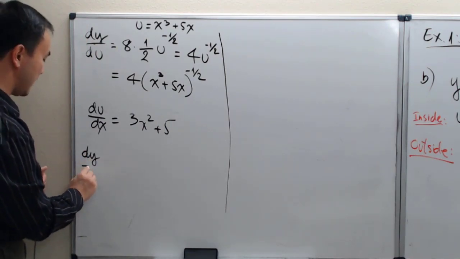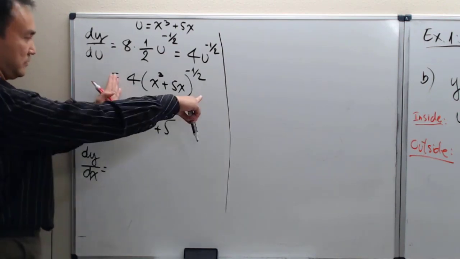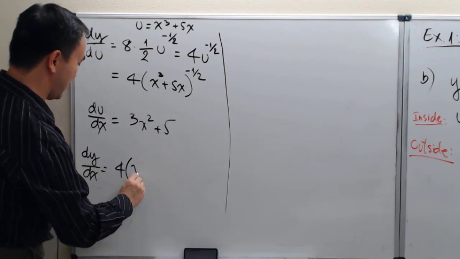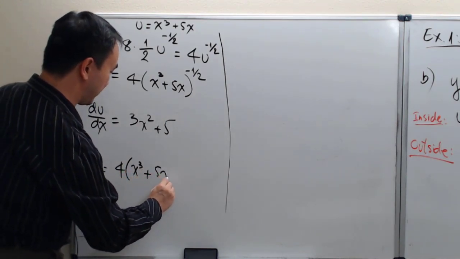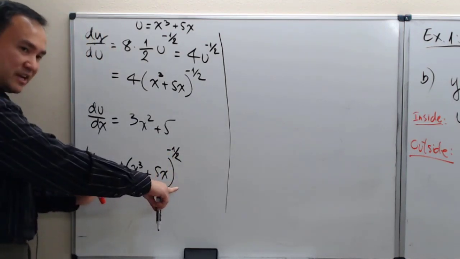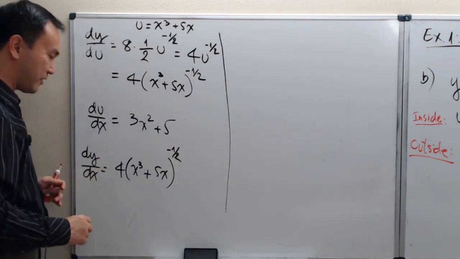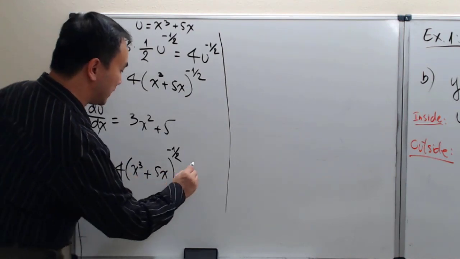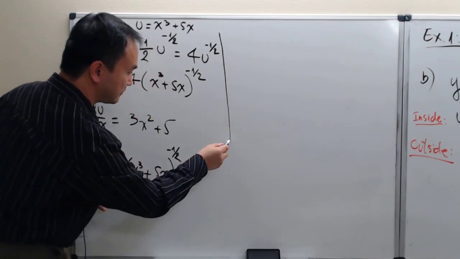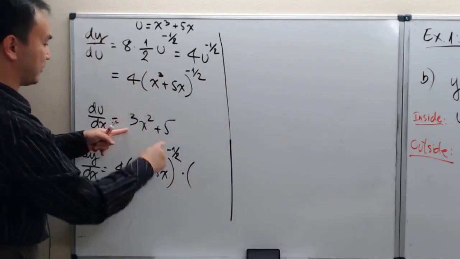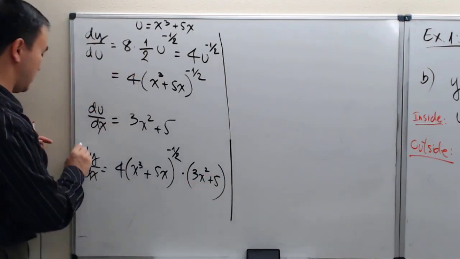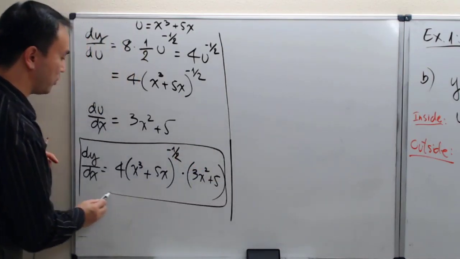So now we are ready to make our final derivative. dy dx equals this derivative of the outside. Let's put it in: 4 times x cubed plus 5x raised to the negative 1/2 power. That takes care of more than half of the problem already. And now we multiply with the derivative of the inside function, which is 3x squared plus 5. But now, all of a sudden, we realize we are done.